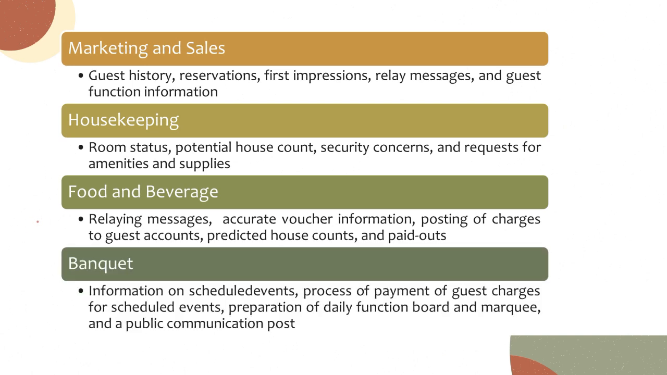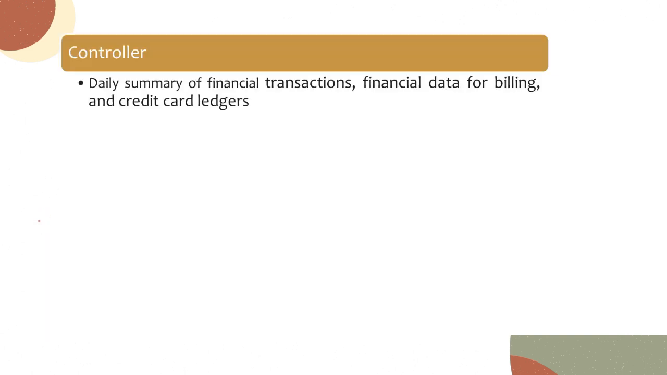So, next one is the banquet, which is the information on scheduled events, process of payment dues of the guests for scheduled events, preparation of daily function board and marquee, and a public communication post. So, si banquet, most likely dito nakapaloob yung mga events, mga catering events, or kahit anong klaseng events na pwedeng ganapin doon sa hotel. So, of course, si banquet and si food and beverage is also interrelated or interconnected with one another. So, the next one is the controller.